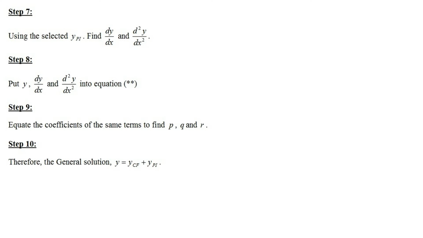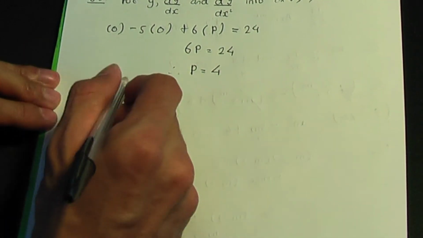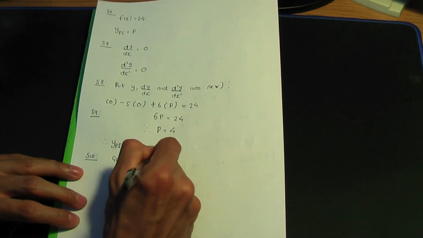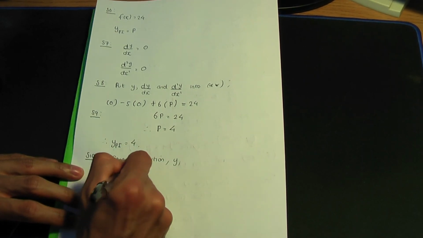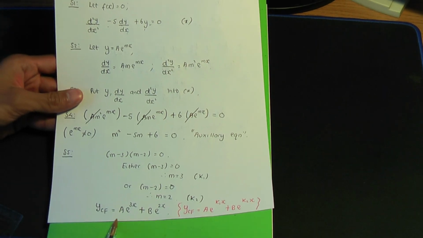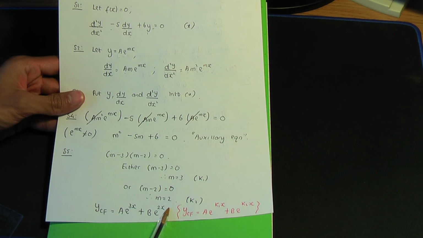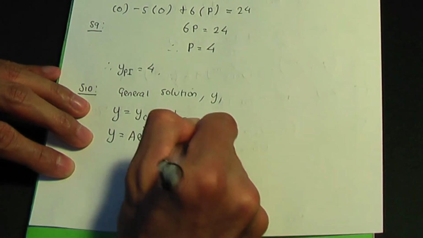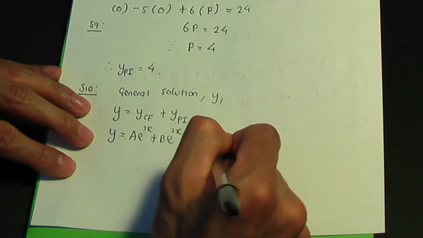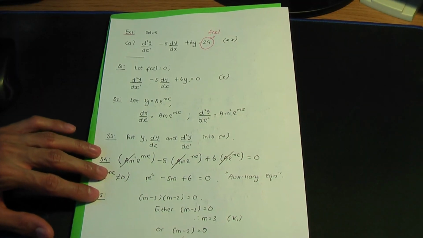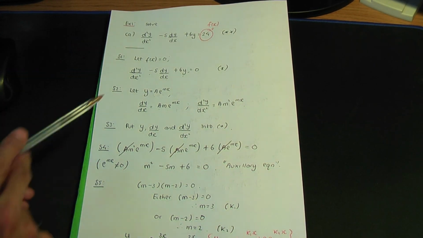And in step number 10, we need to add what we had for YCF to what we've got for YPI. So in this case, so this is step number 9 done. Here's step number 10. So in this case, our general solution for y is equal to, so remember it's YCF plus YPI. So YCF, let's remind ourselves, we had A e to the power 3x plus B e to the 2x. So let's note that A e to the 3x plus B e to the 2x plus YPI, and we had 4 in the earlier step, okay? So that is the general solution to our second order differential equation that we have for example 1a, okay? So that completes this example.